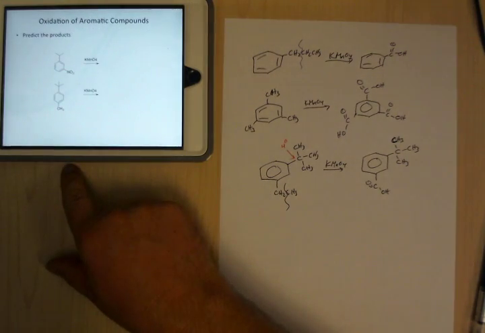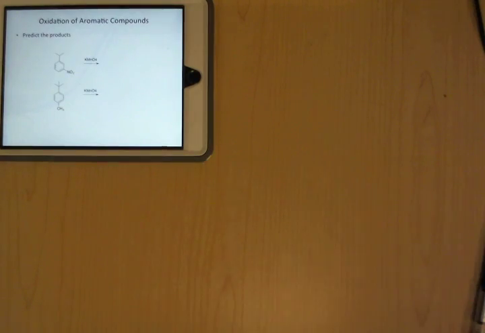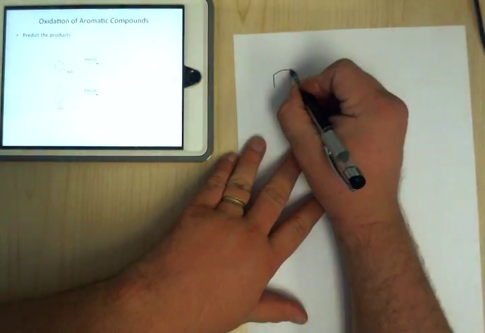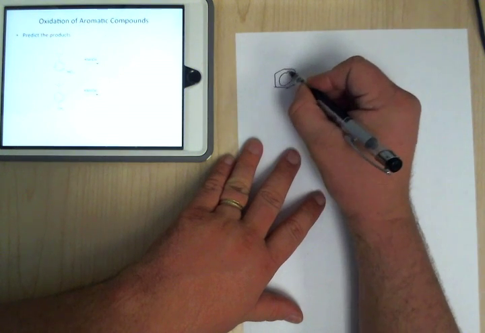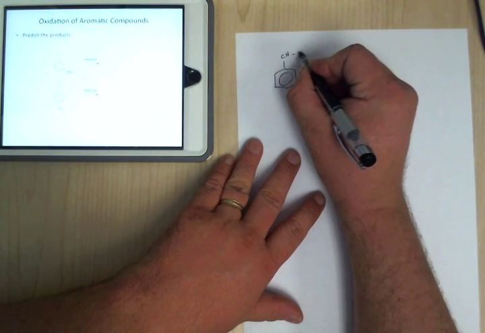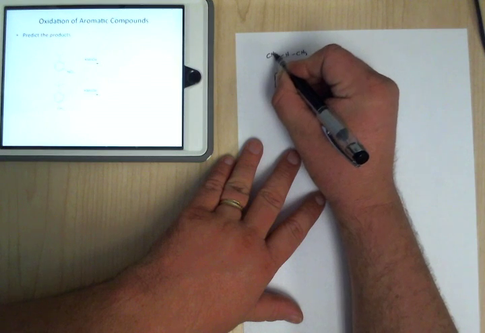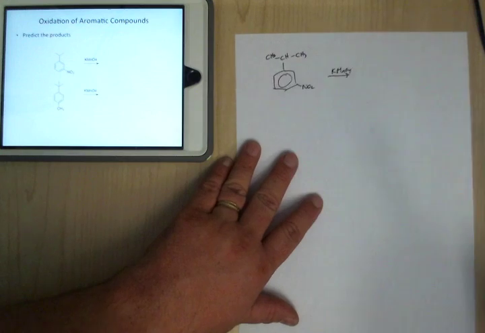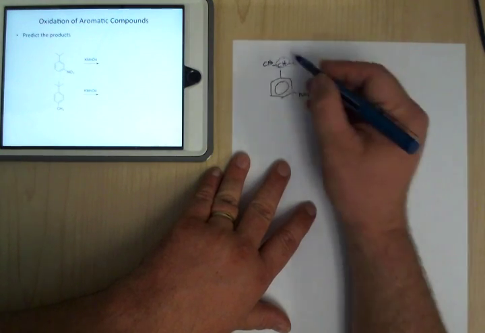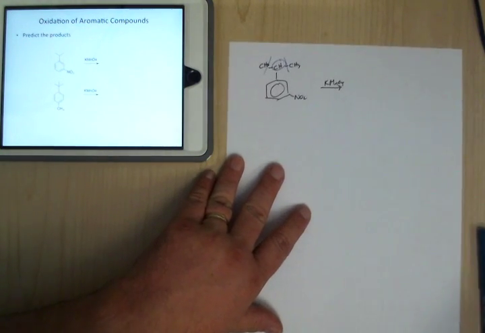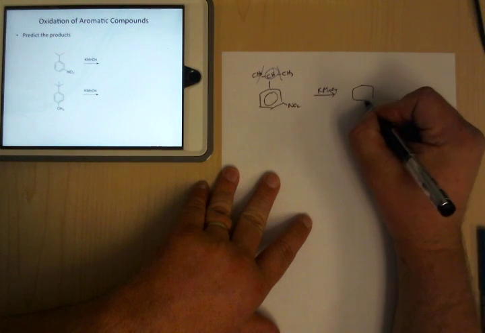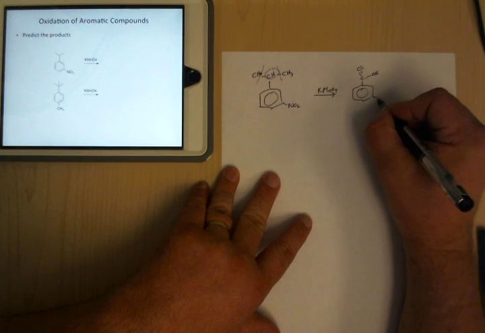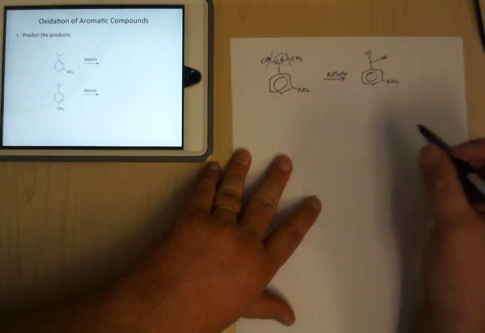So it's pretty nice. Okay, so here we go. Predicted products. So if we had CH3 and NO2, we're going to hit that with KMnO4. Well, this has a benzylic CH on it, so we're going to cleave those guys off, to give COOH and NO2. Okay.